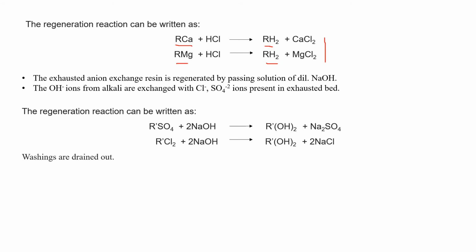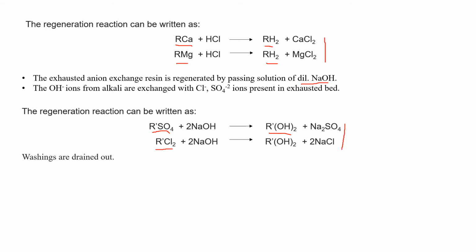Similarly, we can carry out regeneration of anion exchanger resin by using dilute NaOH. Now suppose this is our anion exchanger resin containing chlorides and sulfate. Now when we pass NaOH, what will happen? This sulfate and chloride will get exchanged with OH minus, and we will get now R dash OH twice, means our resin is regenerated, and then we can collect these salts. So washings can be drained out, and now our resins, that is both cation exchange resin and anion exchanger resin, will be available to carry out more and more softening of the water sample.